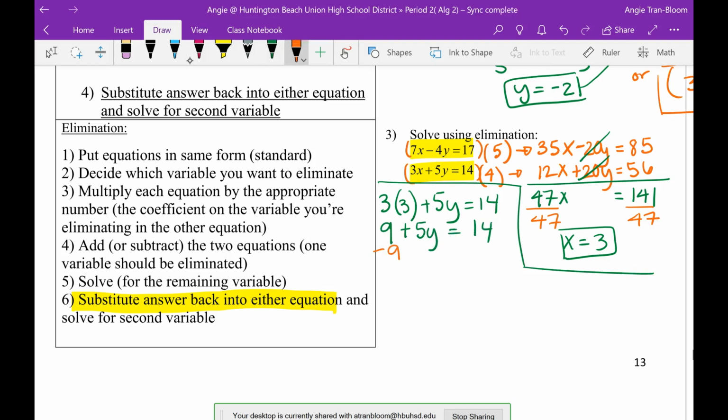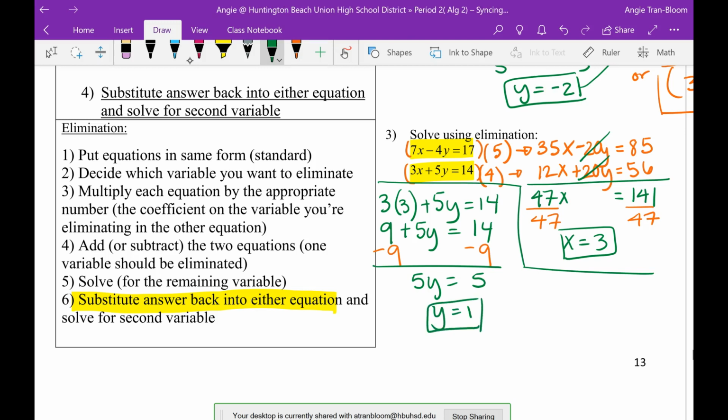Take away 9 from both sides. 14 take away 9 is what, Brooke? Yep. 5y equals 5. Divide both sides by 5. So 5 divided by 5, y is 1. Beautiful. I'm sorry, y, not x. Okay. I'm also able to write this as an ordered pair. Carly N, how do you write this as an ordered pair? 3, 1. Yes. Good job.